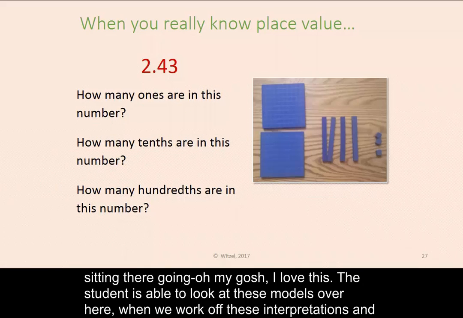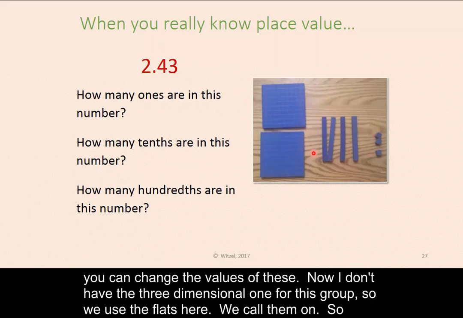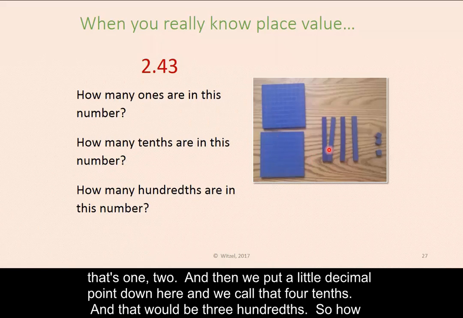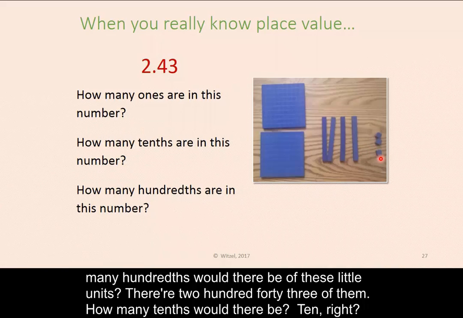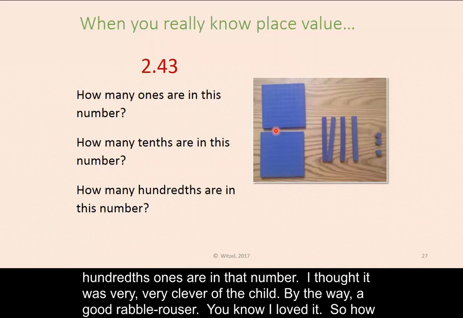The student is able to look at these models over here when we work off these interpretations and know what to do with it. If you're used to whole numbers, you're thinking that says 243. But when you work with decimals, you can change the values of these. Now, I don't have the 3-dimensional one for this group, so we use the flats here and we call them 1. So that's 1, 2. And then we put a little decimal point down here and we call that 4/10, and that would be 43 hundredths. So how many hundredths would there be of these little units? There's 243 of them. How many tenths would there be? 24 and 3/10 tenths. And how many ones are in here? Well, there's more than 2. I've got 2 and 43 hundredths ones in that number. I thought it was very, very clever of the child. By the way, a good rabble-rouser. You knew I loved it.